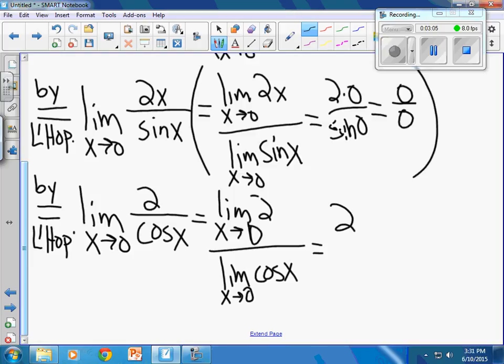We get 2 divided by the cosine of 0. The cosine of 0 is 1. So our limit actually ends up being equal to 2. So here we have found the limit, but we've had to employ L'Hopital's rule 2 times in order to get it done.